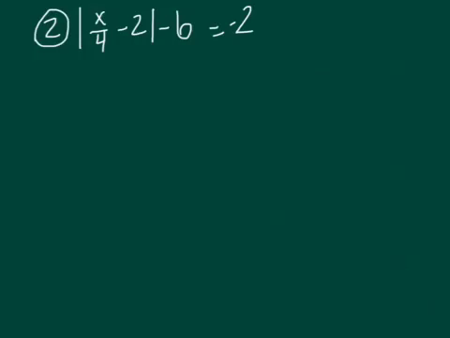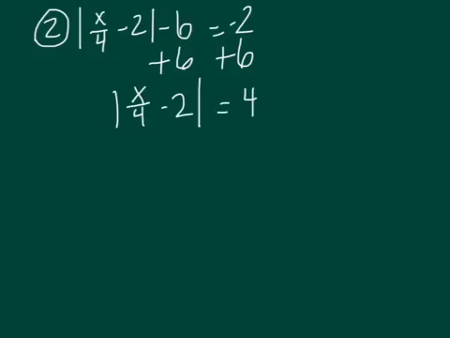Our next example is the absolute value of x divided by 4 minus 2, minus 6 is equal to negative 2. So we know the first thing we need to do is make sure that the absolute value expression is by itself, and in this case it's not, so we need to go ahead and get that by itself. And in order to do that, I'm going to need to get rid of the negative 6, so I'm going to add 6 to both sides. So I have the absolute value of x divided by 4 minus 2 is equal to 6 minus 2, which is a positive 4. So now it's by itself, so I can go ahead and solve this expression.